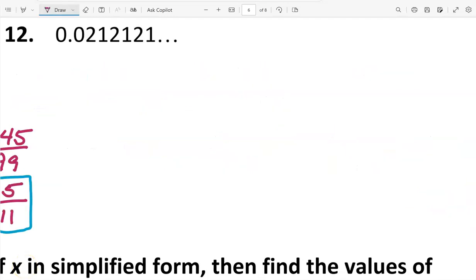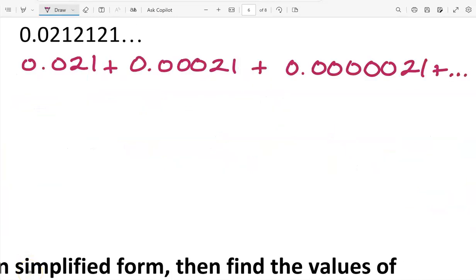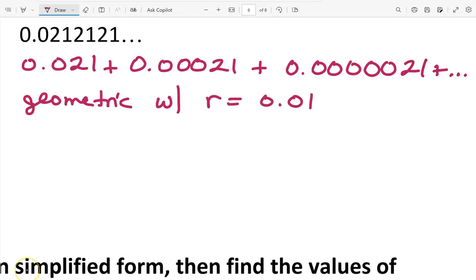The repeating decimal in number 12 can be expressed as an infinite series 0.021 plus 0.00021 plus 0.0000021 plus etc., which is a geometric series with common ratio 0.01. Since the ratio 0.01 is a number that falls between -1 and +1, the sum of the infinite series is the first term divided by 1 minus the ratio.